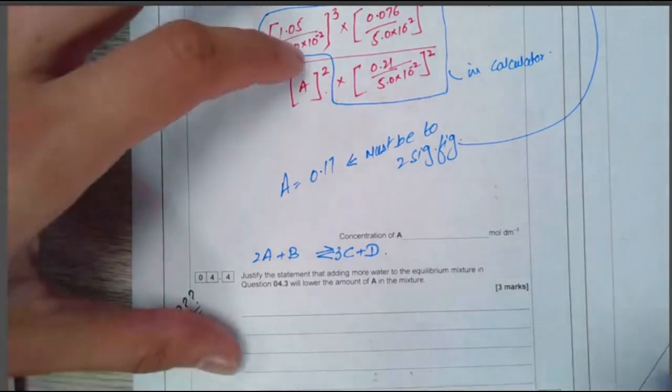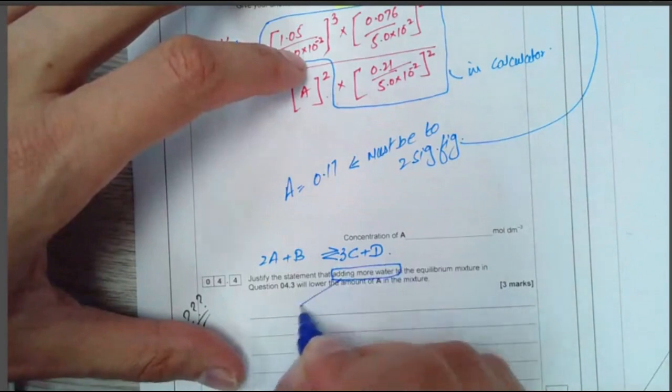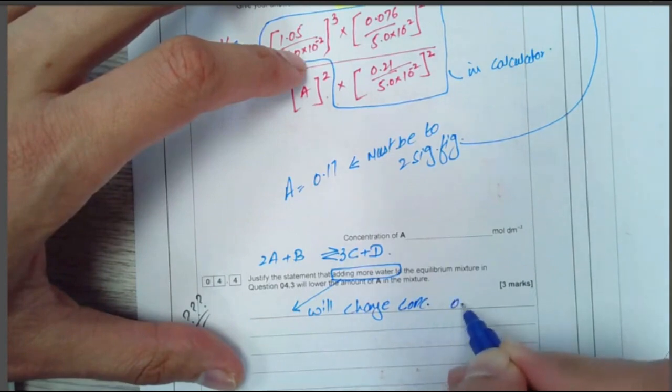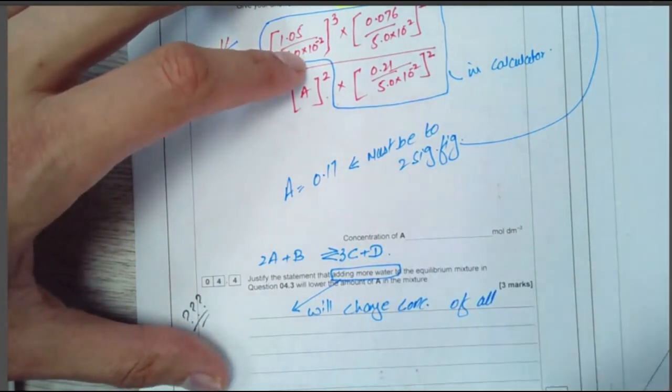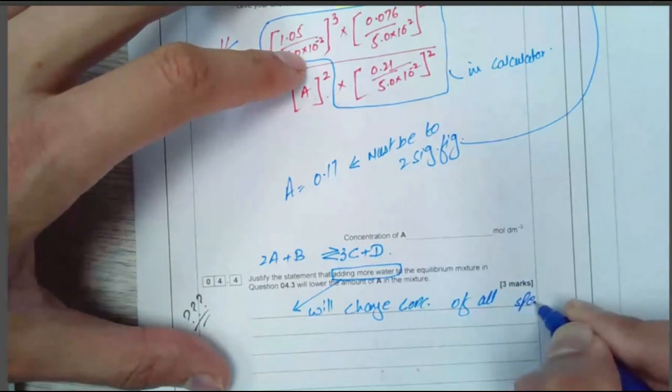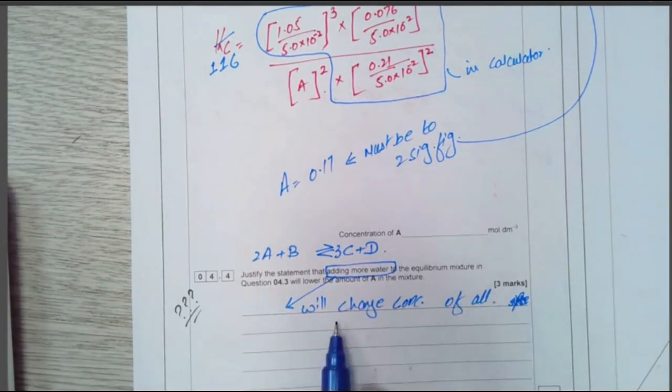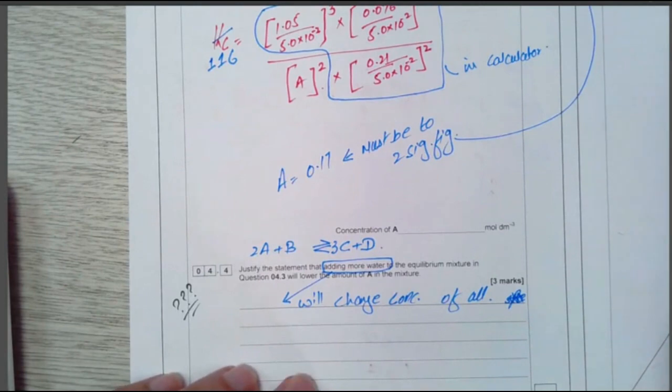Now look, what will happen if you add more water? Adding more water will change the concentration of all species, right? Okay, let's say of all. Does that make sense? So this is now linked to what we have been doing with equilibrium involving gases. So if there are gases, which side does the reaction go to? The one that produces more gas to change the pressure. So in this case, the concentration will change, the concentration of all. How?